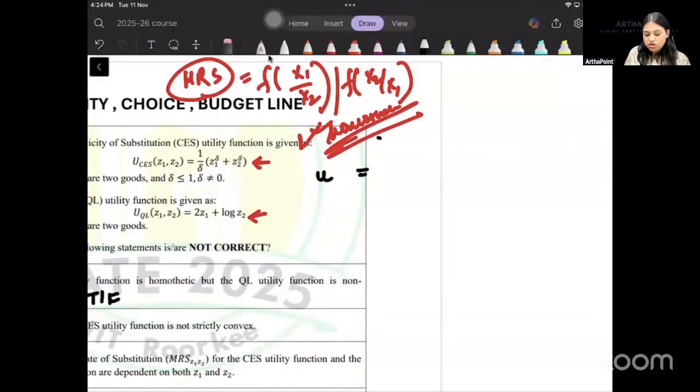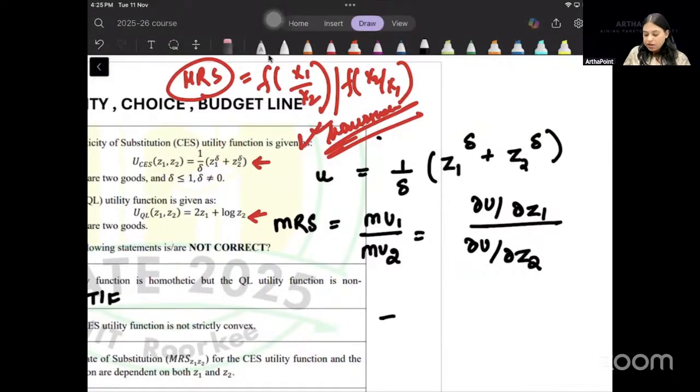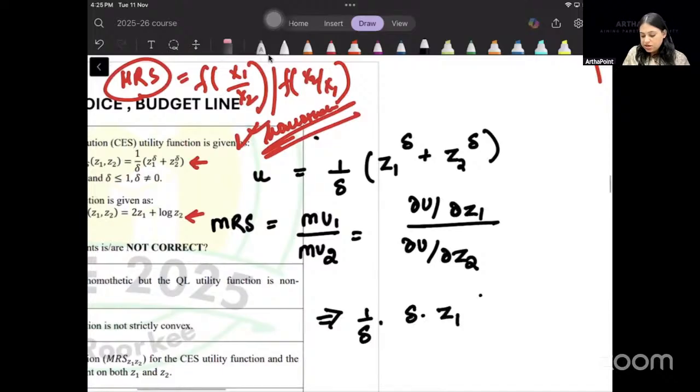So the utility function in case 1 is 1 by delta, z1 to the power delta plus z2 to the power delta. MRS will be mu1 by mu2. So if I differentiate this with respect to z1 and with respect to z2, I will get the MRS. If I differentiate with respect to z1, what will I get? Delta comes out, z1 to the power delta minus 1. If I differentiate with respect to z2, delta comes out, z2 to the power delta minus 1.